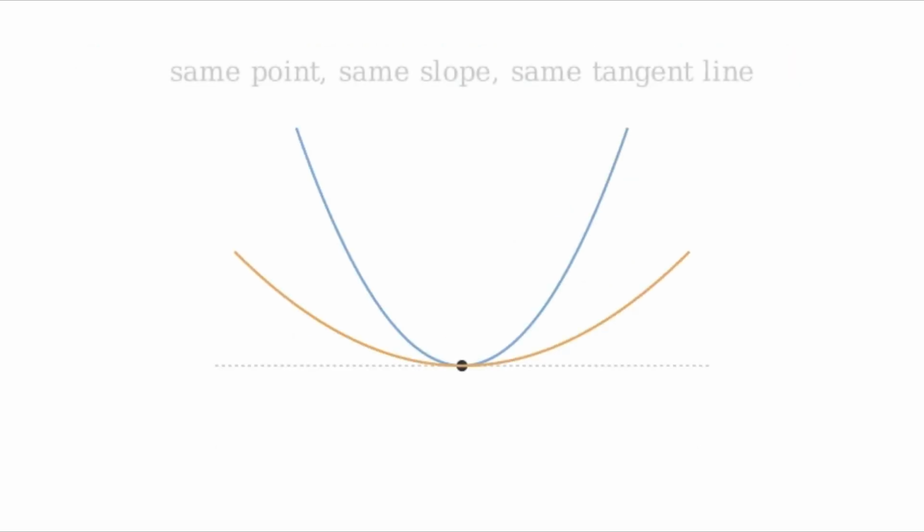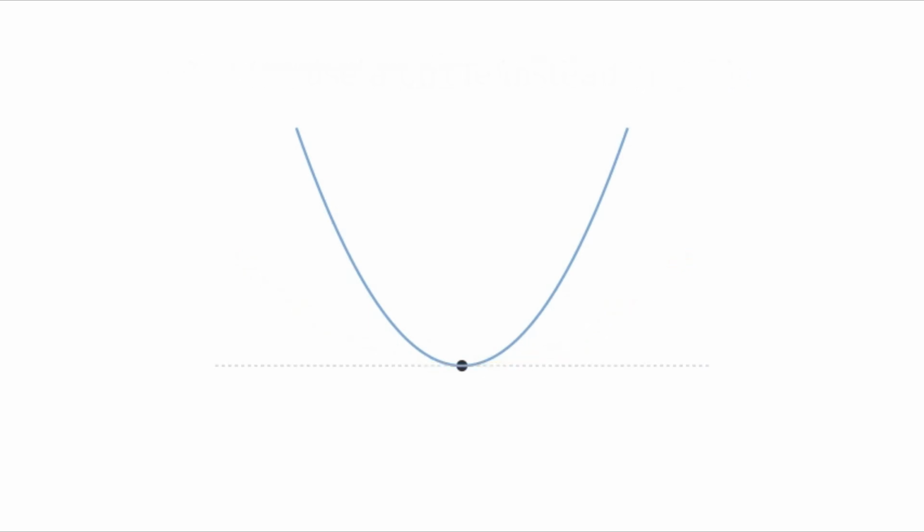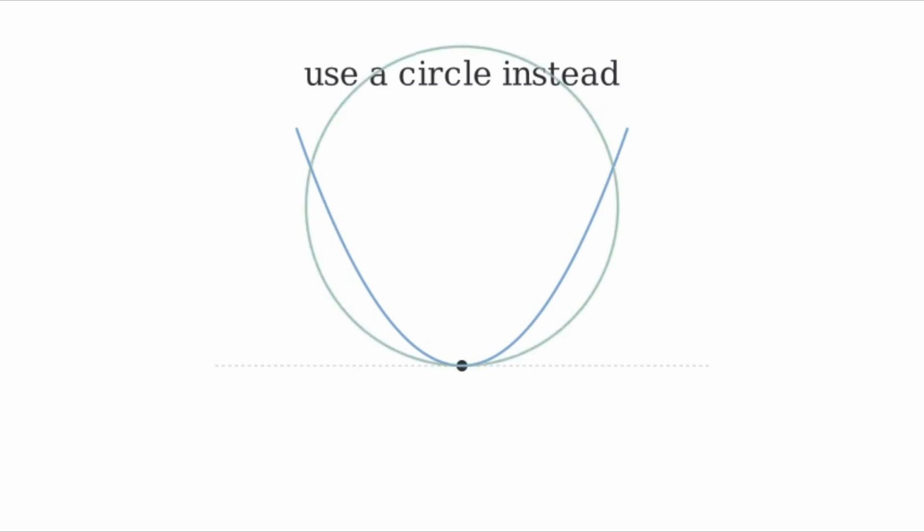Two curves through the same point, same slope, same tangent line. The tangent can't tell them apart. A straight line has nothing to say about bending. So stop using a line.